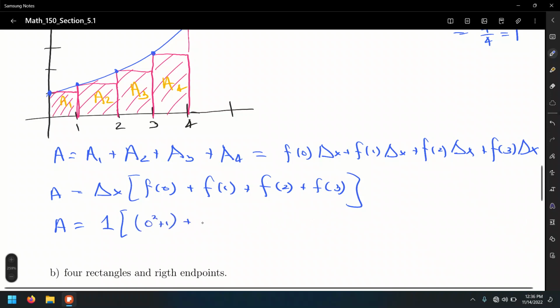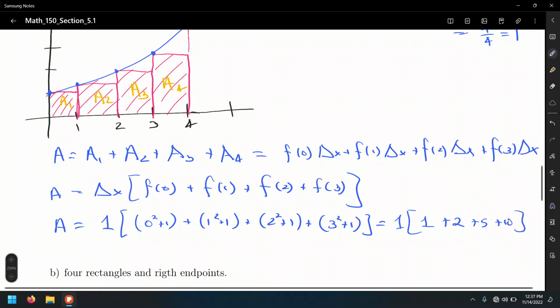So that's going to be, okay, 0 squared plus 1 plus 1 squared plus 1 plus 2 squared plus 1 plus 3 squared plus 1. Well, that's going to be 1 times, okay, this is going to give us a 1. 1 squared, which is 1 plus 1, that's a 2. 2 squared, which is 4 plus 1 is 5. And 3 squared, which is 9 plus 1, that's a 10. Add these numbers together, so that's 10 plus 5, that's 15. And plus 2, that's 17 plus 1, is that 18? 18 units squared.